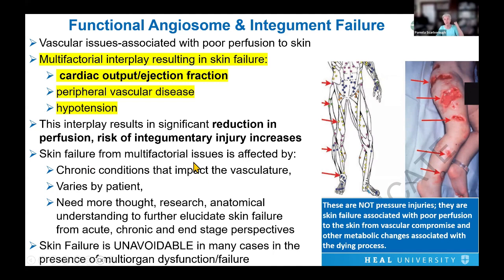So skin failure from multifactorial issues is affected by the chronic conditions that impact the vasculature. It's going to vary by patient. Yes, we need more thought. Yes, we need more research. Yes, we need more anatomical understanding to be able to explain skin failure better from acute, chronic, and end-stage perspectives. Skin failure is unavoidable in many cases in the presence of this multi-organ dysfunction.